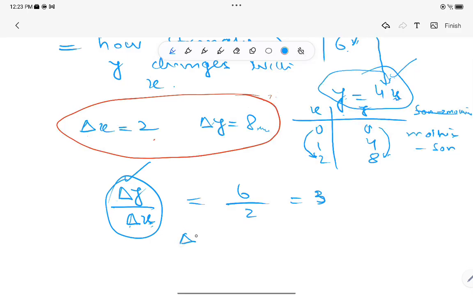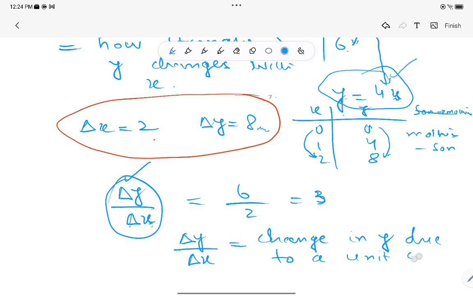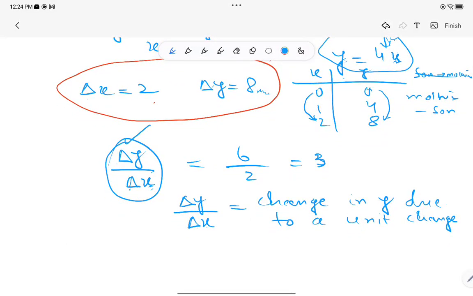So what is delta y by delta x? It is the change in y due to a unit change in x. Sometimes you may wonder, sir, there is no unit, I have not written that delta x equal to 1. The mere act of this division creates delta x equal to 1 in the denominator. Suppose you have 6 by 2. Automatically, 2 ones are 2, 2 threes are 6, so the denominator is reduced to 1.